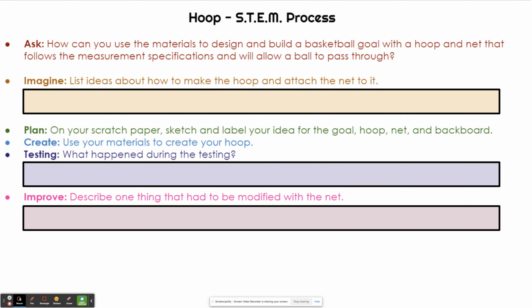Testing will be what happened. You'll be doing testing after you finish your catapult. So you will only do ask, imagine, plan, and start create, and then you will need to do your catapult as well. After testing with the catapult, write what happened with testing and what would you improve with the net.